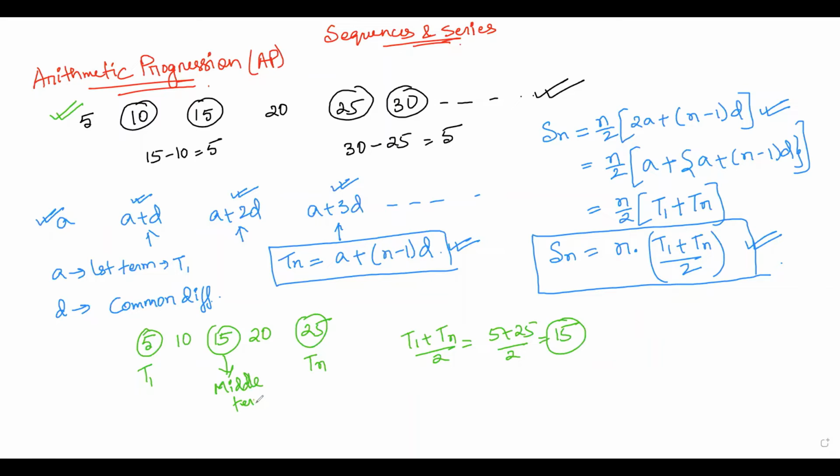So when the number of terms in an AP series is odd, the sum of n terms of the series can also be written as n times the middle term.